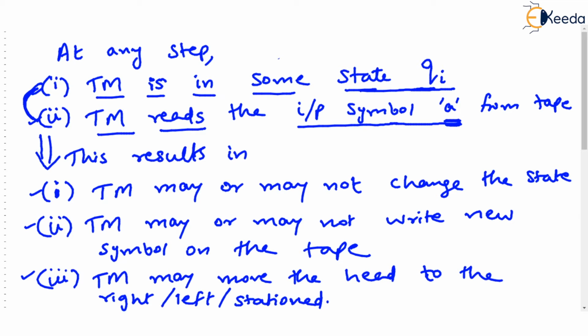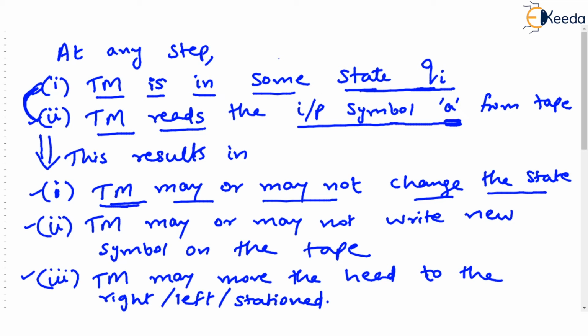Then Turing machine may or may not change the state. That depends on our design or our requirement. So if it is in Qi state, then Turing machine may remain in Qi state. That means there will be a loop, Qi to Qi. But maybe Turing machine will decide that it will change the state from Qi to Qj. So it may or may not change the state.